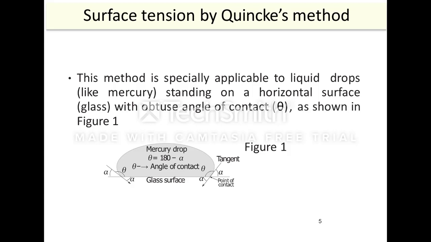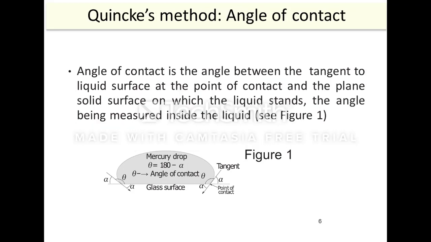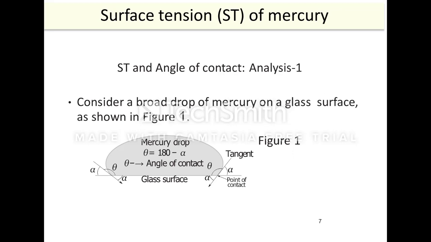This method is specially applicable to liquid drops like mercury standing on a horizontal surface, that is glass, with obtuse angle of contact theta as shown in figure 1. Angle of contact is the angle between the tangent to the liquid surface at the point of contact and the plane solid surface on which the liquid stands, the angle being measured inside the liquid. See figure 1. Surface tension of mercury.